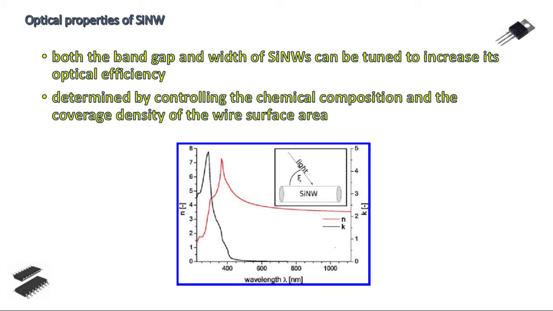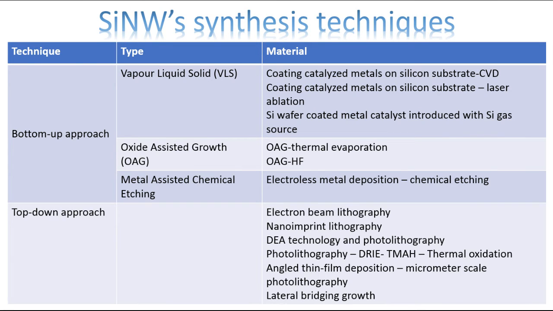The possibility of tuning the band gap and width of silicon nanowires is determined by controlling the chemical composition and the coverage density of the wire surface area, and it has been regarded as an easier and effective route for tuning. Silicon nanowires have two techniques of synthesis, which are the bottom-up approach and the top-down approach.